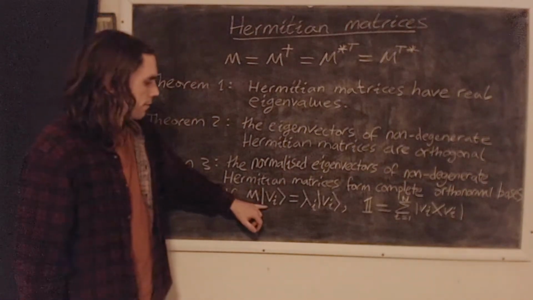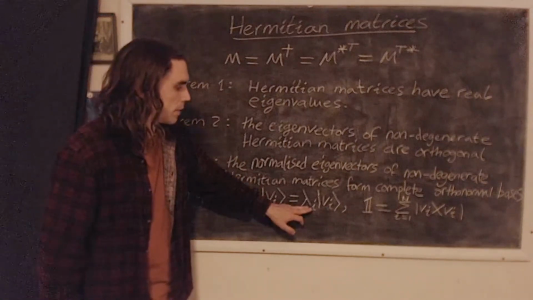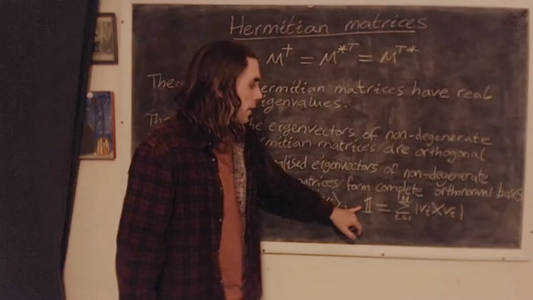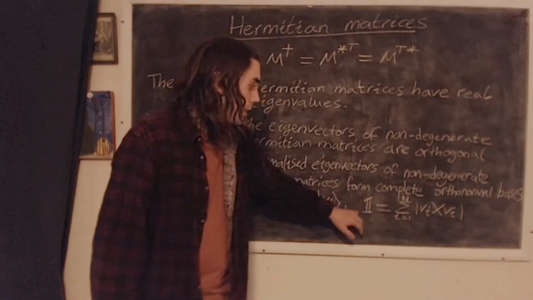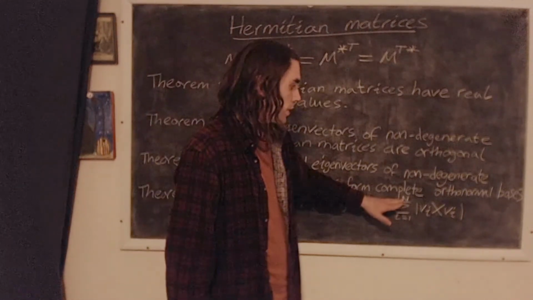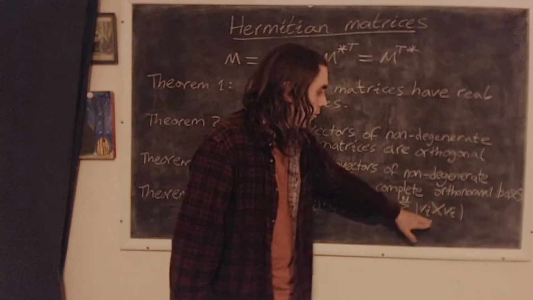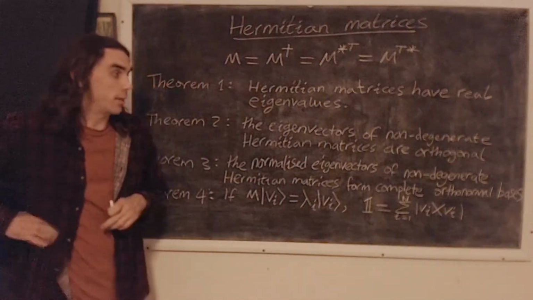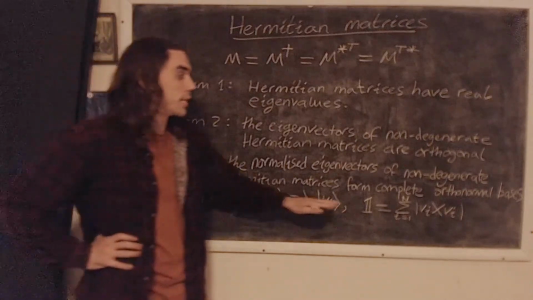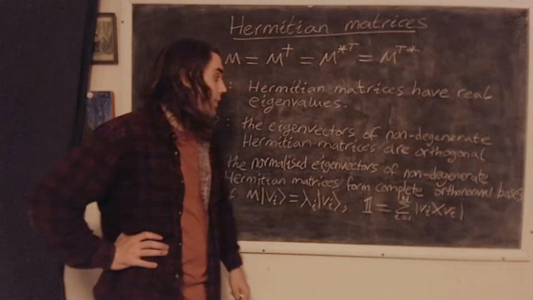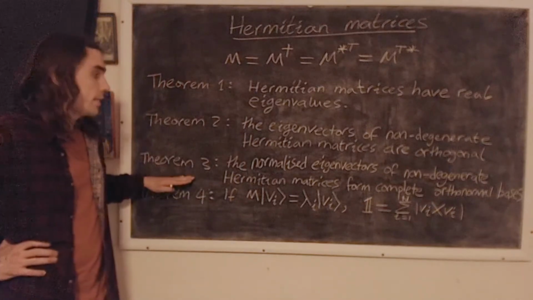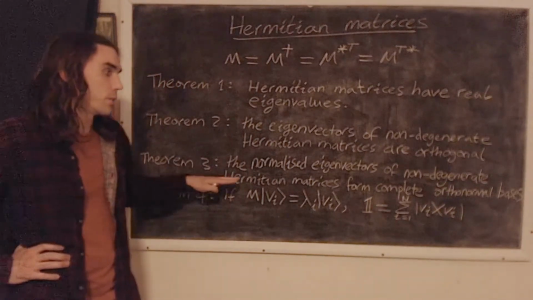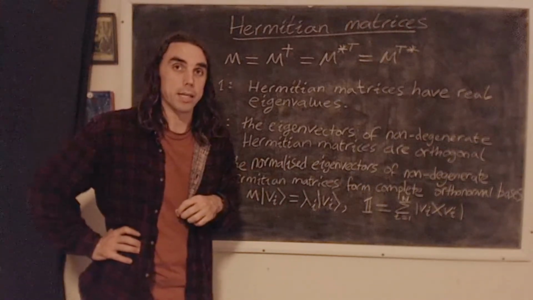Defining the eigenvectors to be Vi and the eigenvalues to be lambda i, we have that the n by n identity matrix can always be written as the sum from i equals 1 to n of the outer products of the normalised eigenvectors. In fact, we showed this in the previous video. We proved it for a general complete orthonormal basis, and theorem 3 tells us that the normalised eigenvectors of non-degenerate Hermitian matrices form complete orthonormal bases.